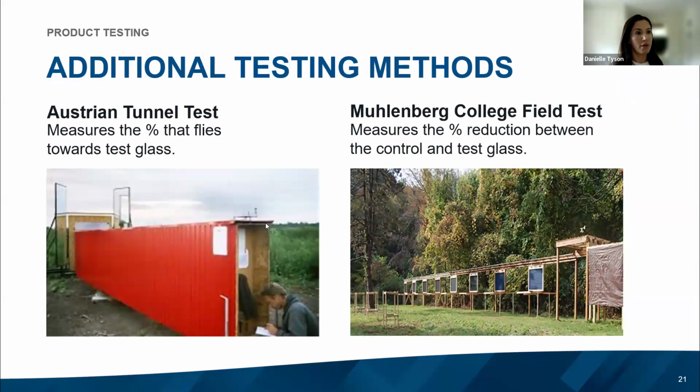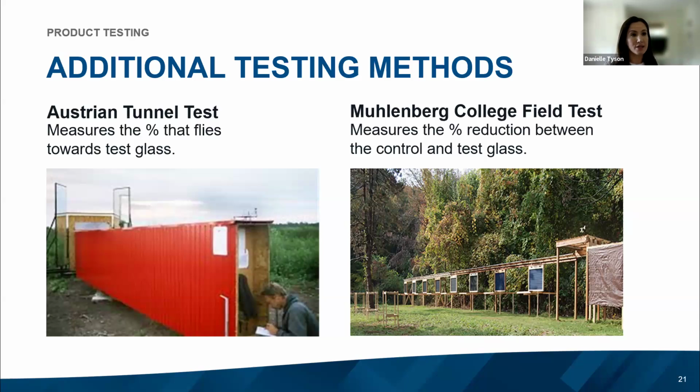There are 2 other well-known tests: the Austrian tunnel test, which is conducted in Europe and is very similar to the American Bird Conservancy tunnel test, but it's able to be tilted to test the glass in both reflection and transmission. And then there is also the Muhlenberg College field test, where, as you can see here, the pieces of glass are hung in a field, and the birds see them or they don't, and often collide with the glass.